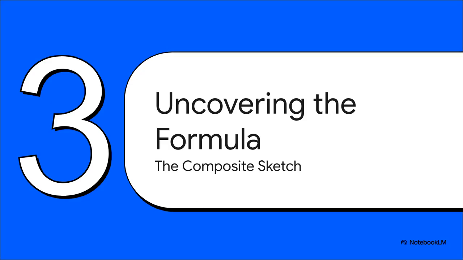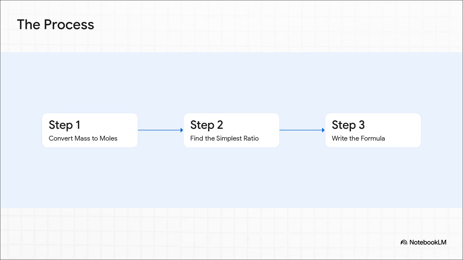We have the mass of our elements, which is great, but a chemical formula isn't about mass, it's about the ratio of the atoms. So let's see how this evidence helps us build our case. We're about to create a sort of composite sketch of our molecule. It's called the empirical formula. The process is a pretty straightforward three-step game plan. First, we convert the mass of each element into moles, which is really just the chemist's way of counting atoms. Then we find the simplest ratio between them. And finally, we just write the formula based on that ratio.